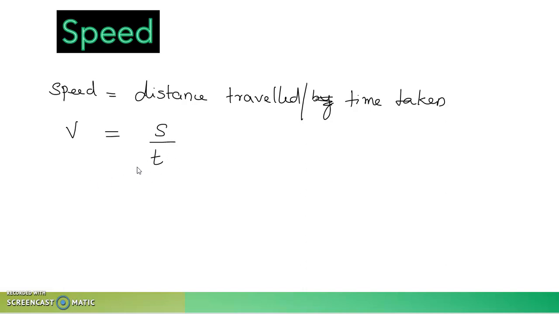Okay. Now what will be the unit of speed? Distance is measured in meters, right? And time is measured in seconds. So the unit will be meter per second. So this is the SI unit of speed.